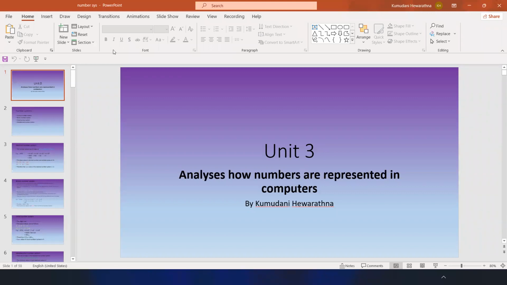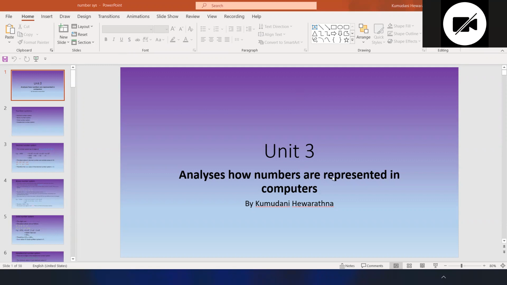So in this lesson, we are going to learn how these characters and the numbers are going to be represented inside a computer, right?